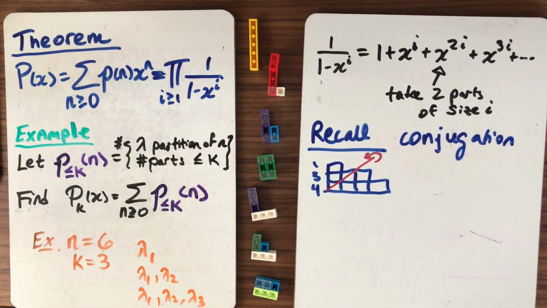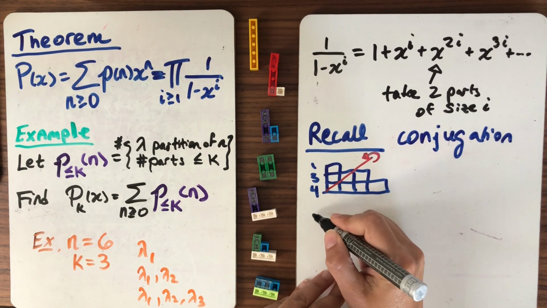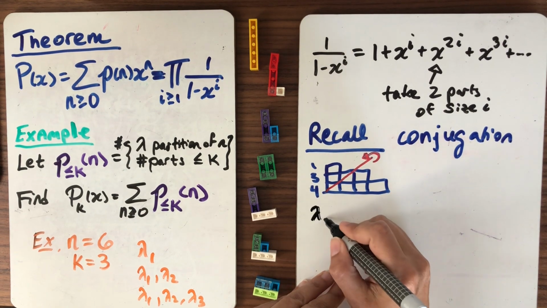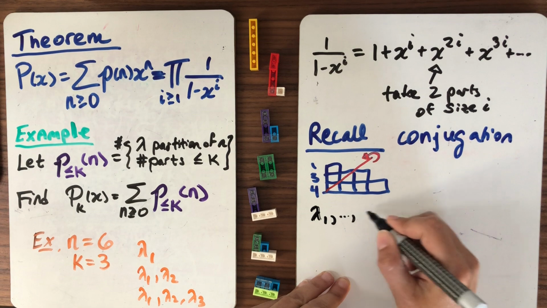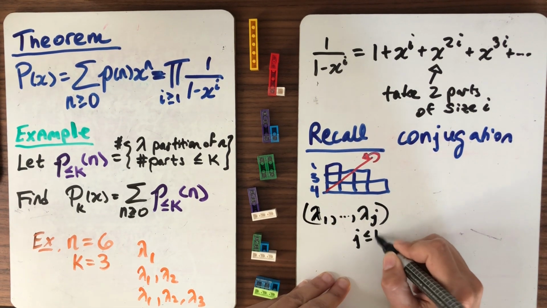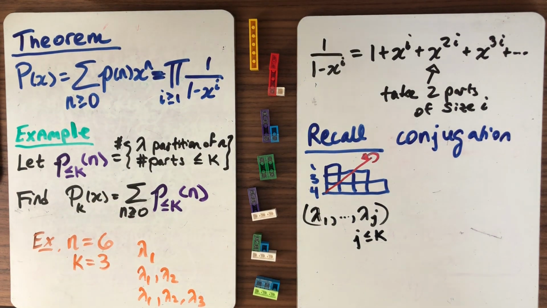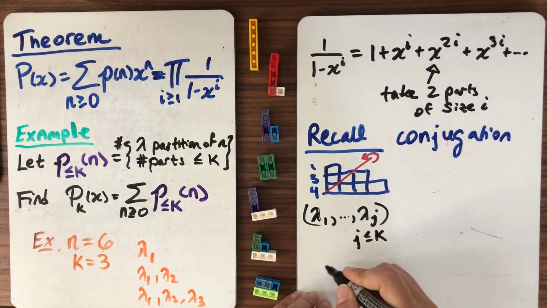Let's interpret this condition on the number of parts. If the number of parts of lambda is less than or equal to k, that means that we have lambda 1 all the way up to lambda j, and we know that j is less than or equal to k. That's what this is counting: the number of partitions that don't have too many parts. Well, what's j in this picture? In this picture, j is equal to 3.